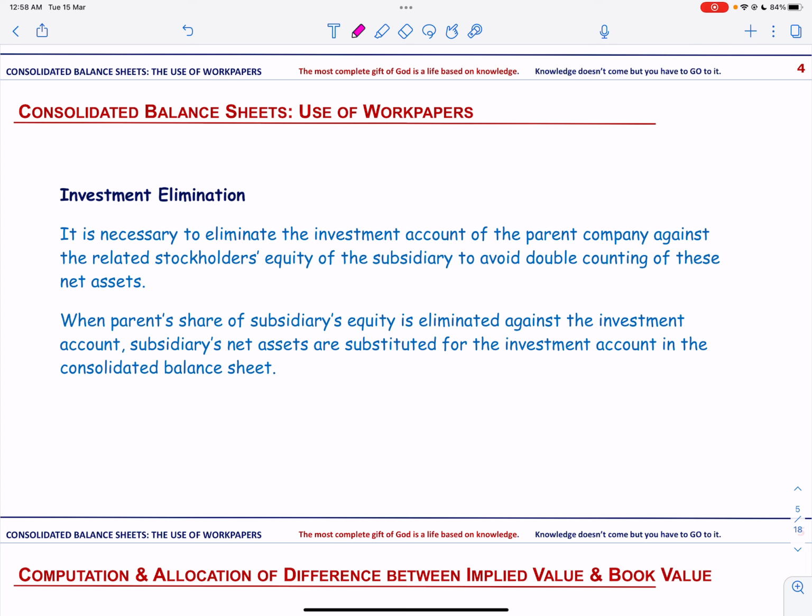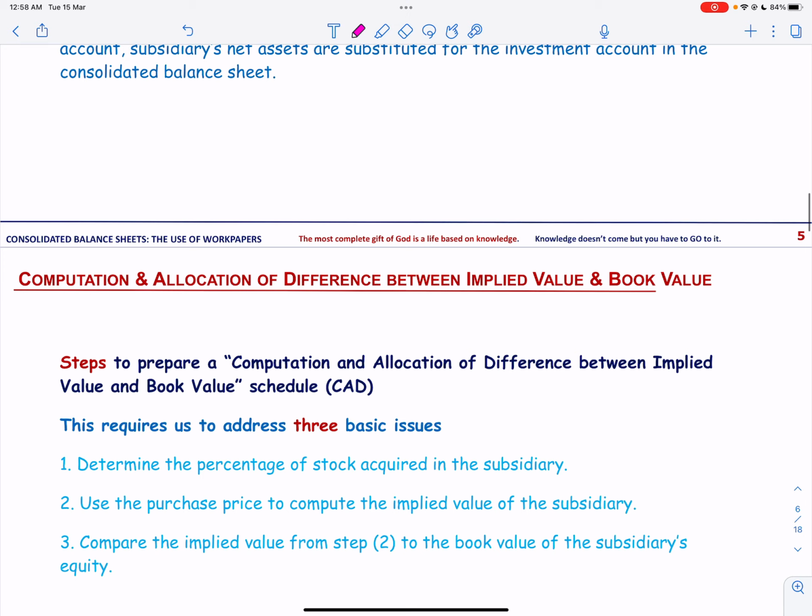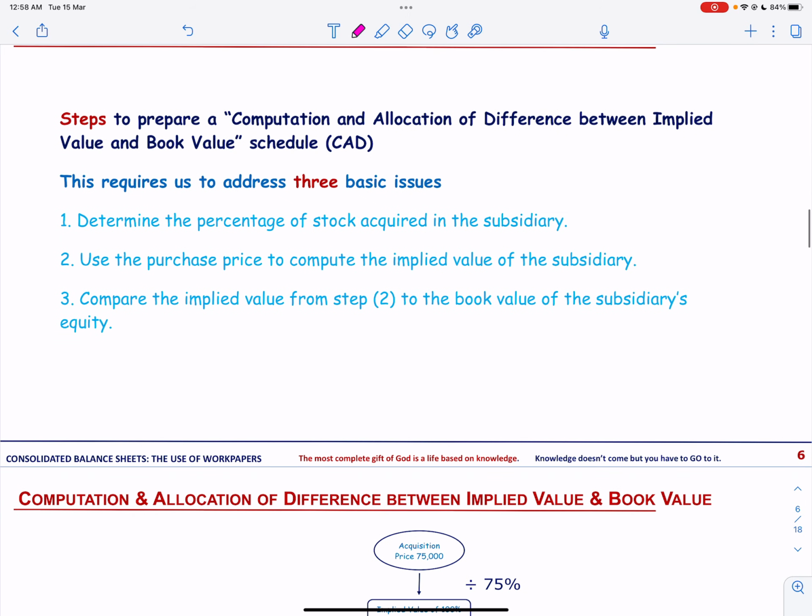The process of combining the individual assets and liabilities of a parent company and its subsidiary at the date of acquisition is discussed next. The first step in the consolidating process is to prepare a computation and allocation of difference between implied value and book value. This requires us to address three basic issues.